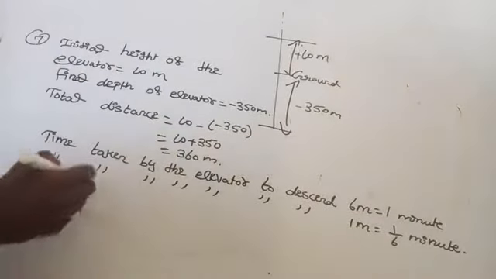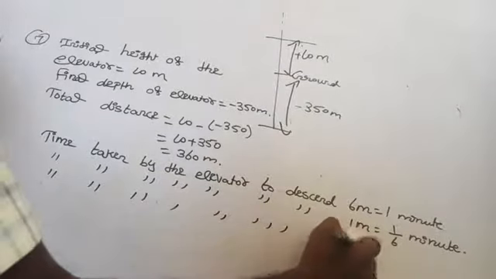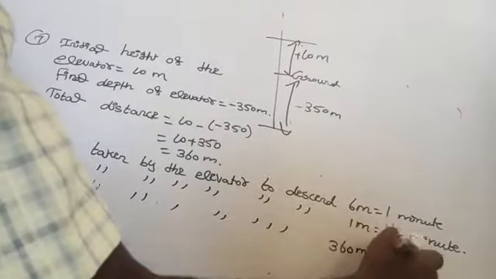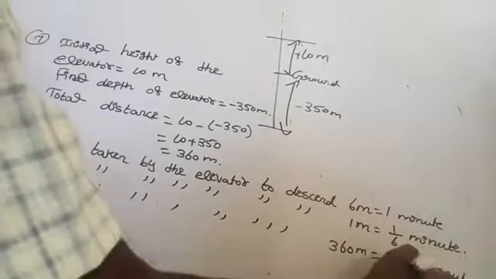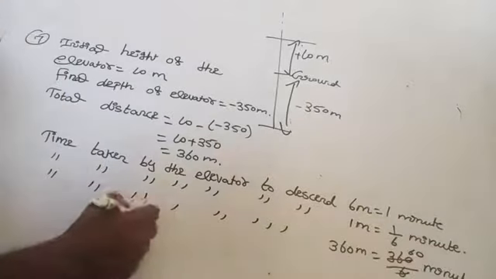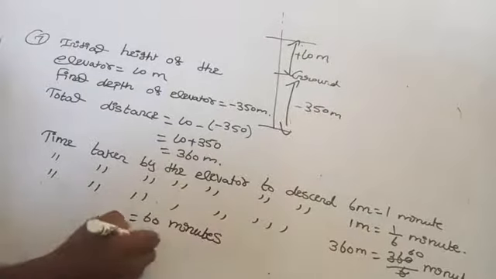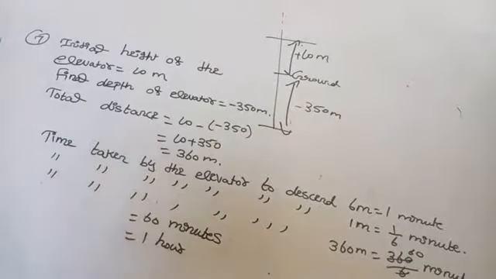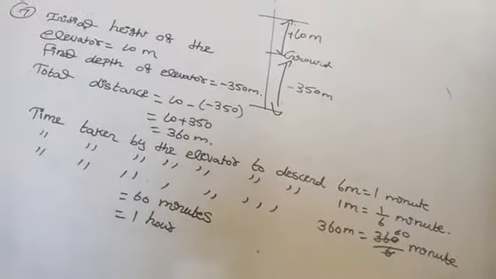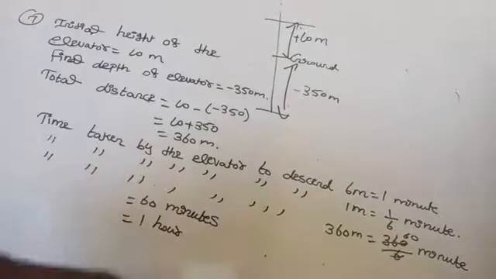Am I right, sir? Now, what is the time taken by the elevator to descend 360 meter? That is nothing but 360 by 6 minutes, which is equal to 60 minutes. So, either you can write 60 minutes, otherwise you can write 1 hour. Am I right, dear? 60 minutes, otherwise 1 hour. So we completed this exercise.